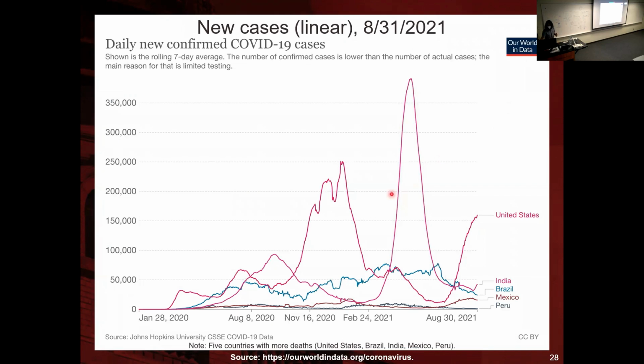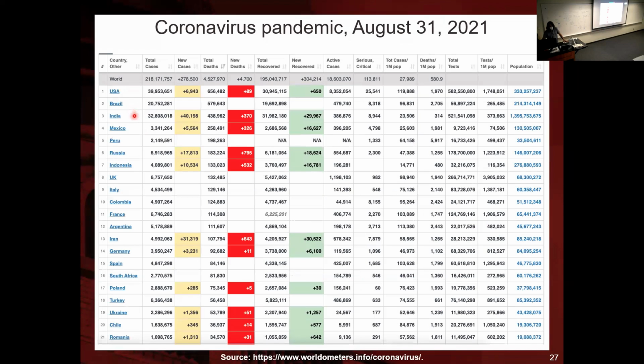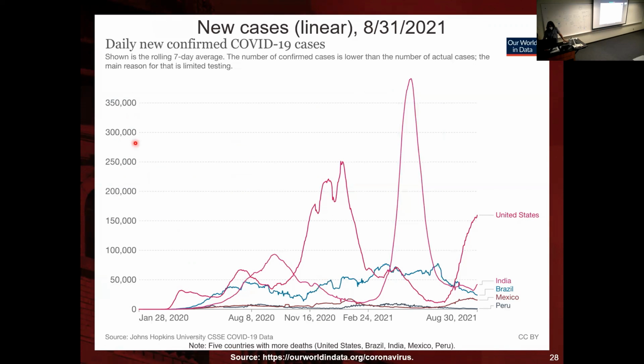In this case, I'm getting this data from another website, Our World in Data. I selected the 5 countries with more deaths according to Worldometers. The 5 countries with more deaths 2 days ago were USA, Brazil, India, Mexico, Peru. And I just went to this website and selected those 5 countries.